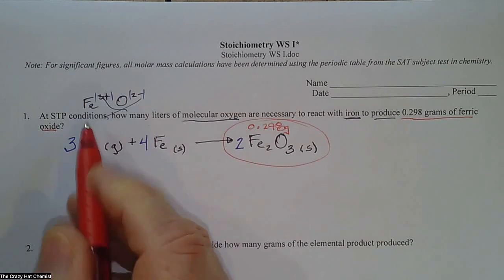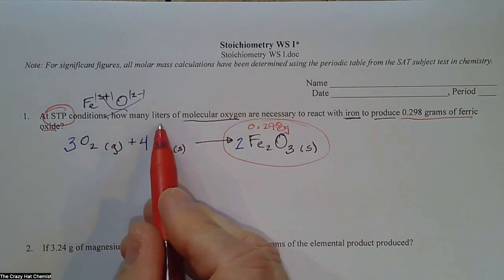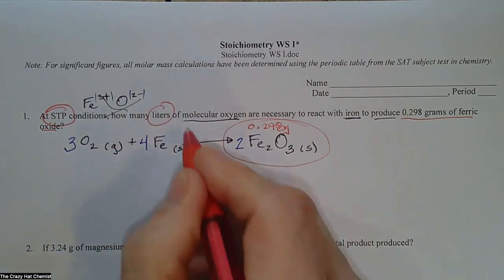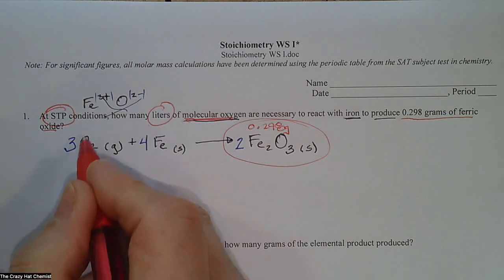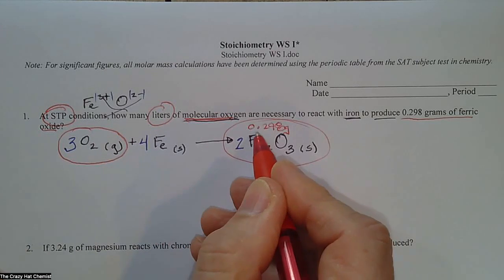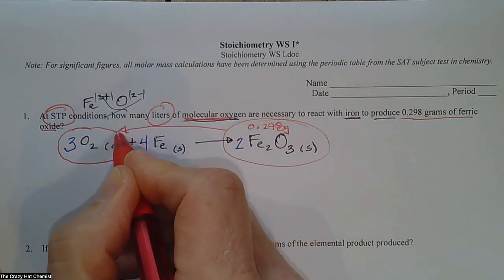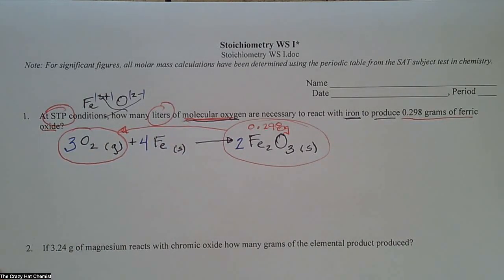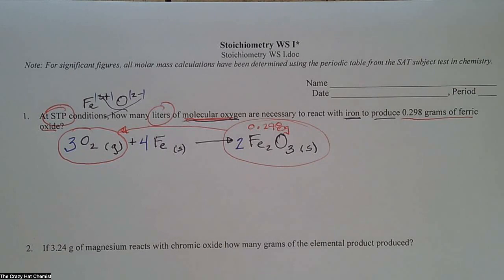at STP conditions, this is extremely important, STP. How many liters of molecular oxygen are necessary to react? So there's my molecular oxygen, and I am going to go from this number, units, and formula all the way over to this other reactant of molecular oxygen. Okay, so let's start off with our stoichiometry here on this problem. So we're going to start off with a number, units, and a formula.